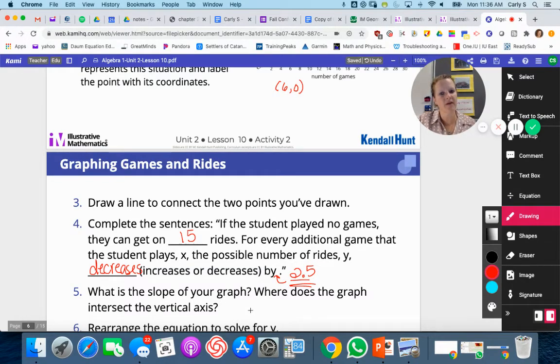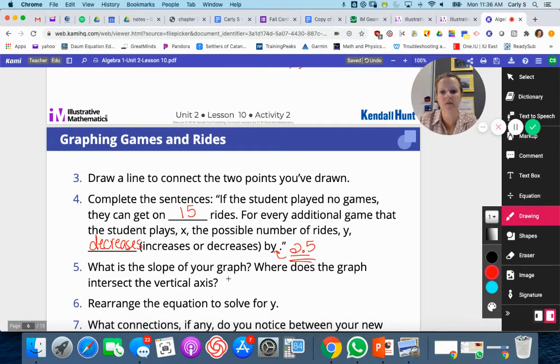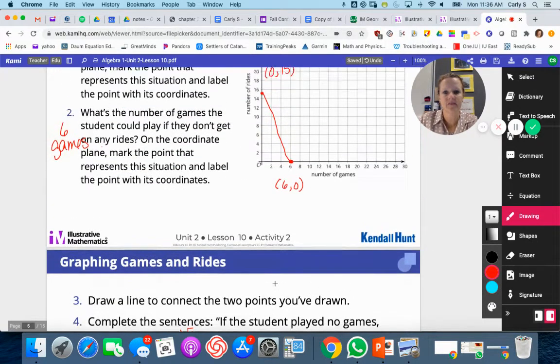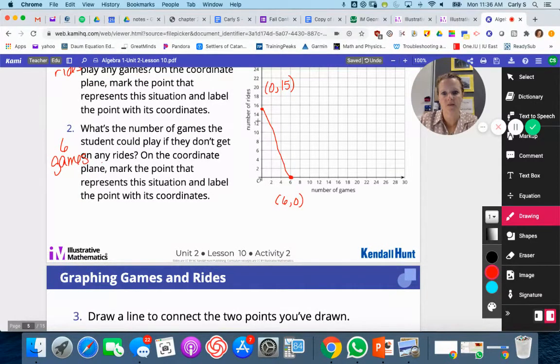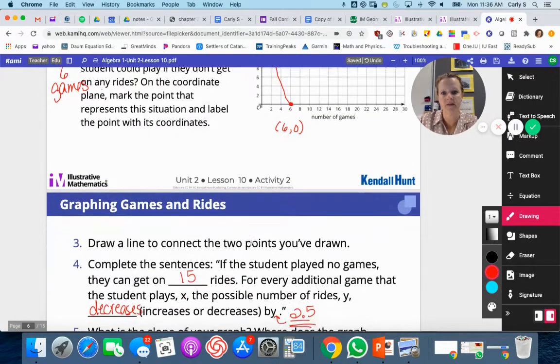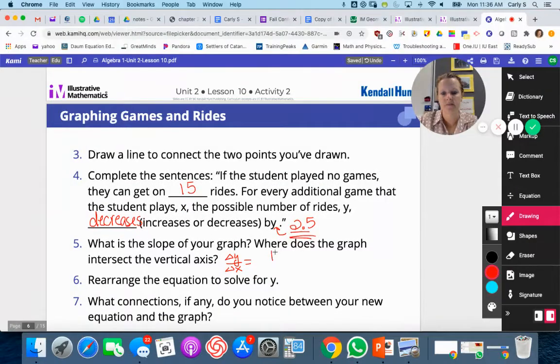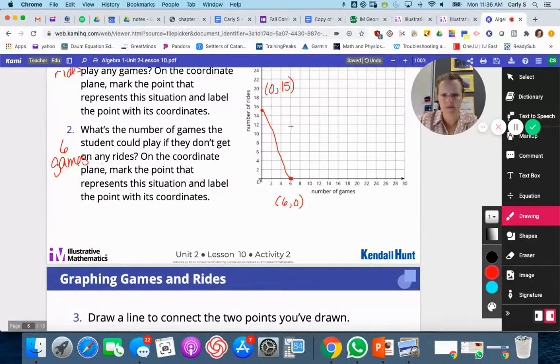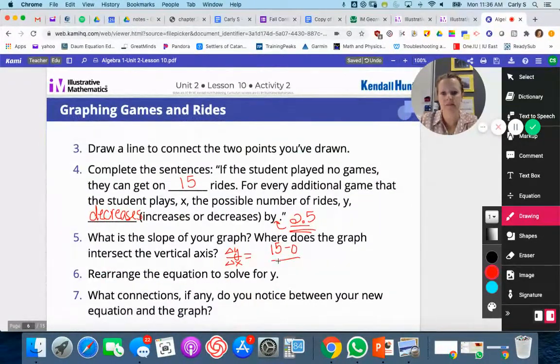What is the slope of your graph? Where does the graph intersect the vertical axis? So the slope, if you remember, is change in Y, that's what that triangle means, over change in X. If I take these 2 ordered pairs, I do 15 minus 0 for my change in Y, over 0 minus 6. That's going to be a negative 2.5. That's the slope of my graph, and that symbol is M for slope.